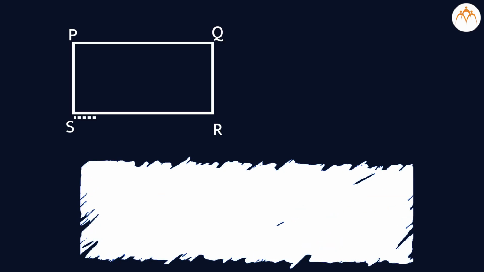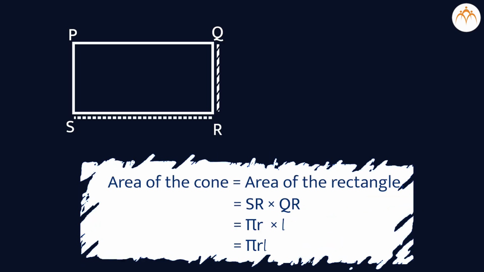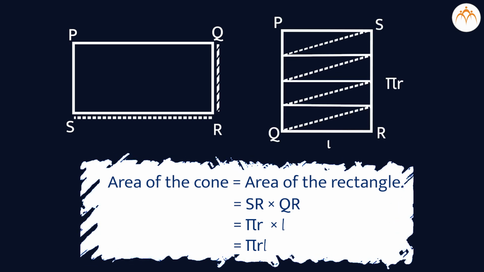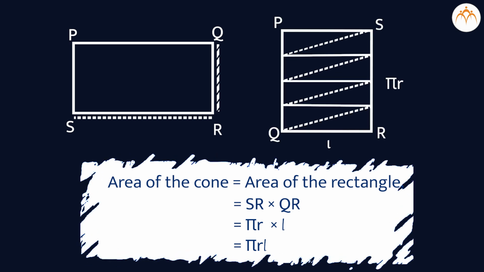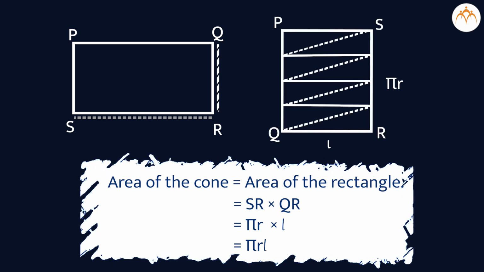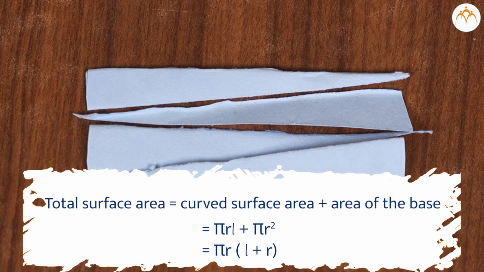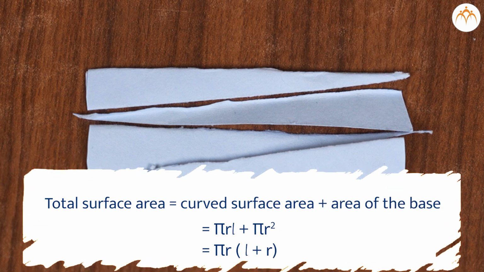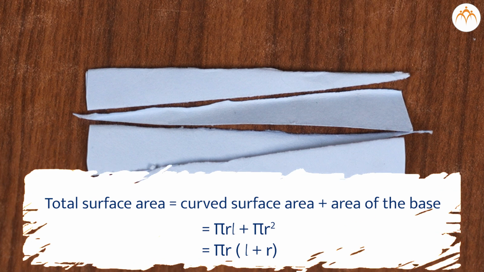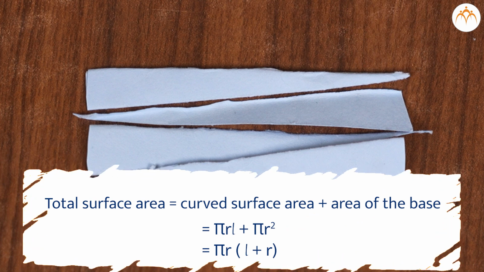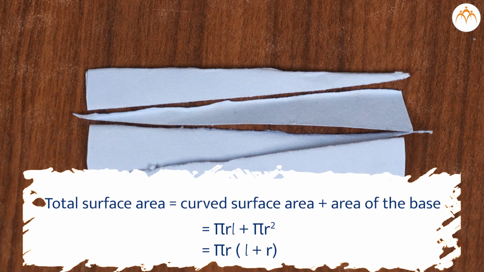Area of the cone is equal to area of the rectangle, which is equal to SR into QR, that is pi R into L, which is pi RL. Therefore, total surface area is equal to curved surface area plus area of the base, which is pi RL plus pi R square, which gives us pi R into the bracket L plus R.